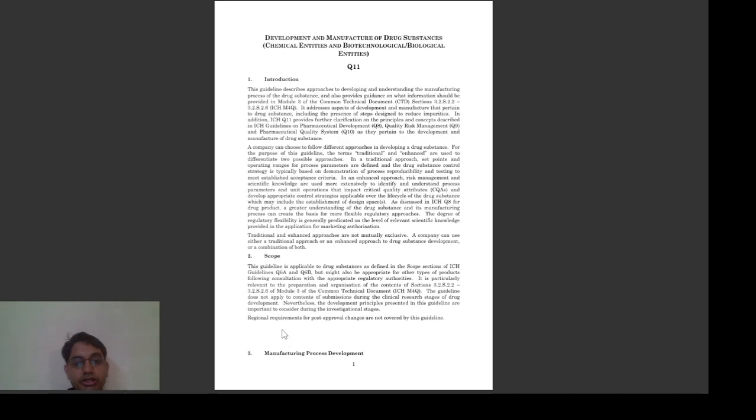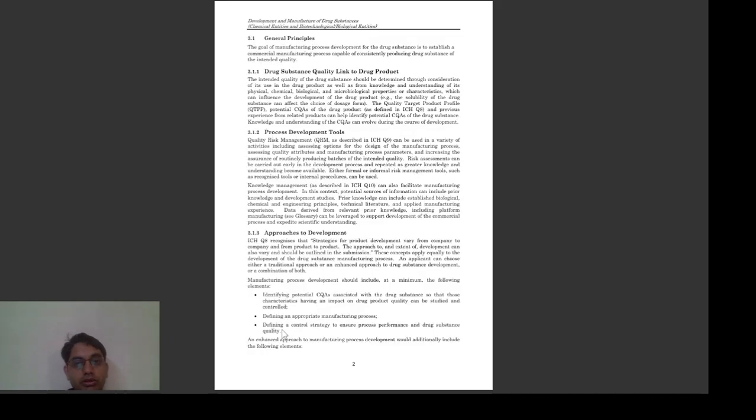Manufacturing process development: general principles. The goal of manufacturing process development for the drug substance is to establish a commercial manufacturing process capable of consistently producing drug substance of the intended quality. Drug substance quality is linked to drug product.